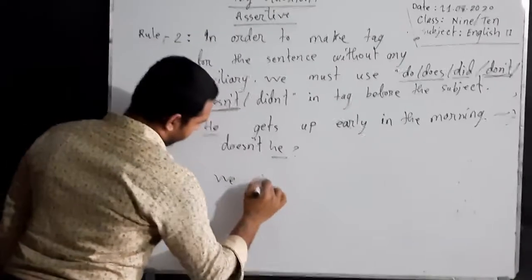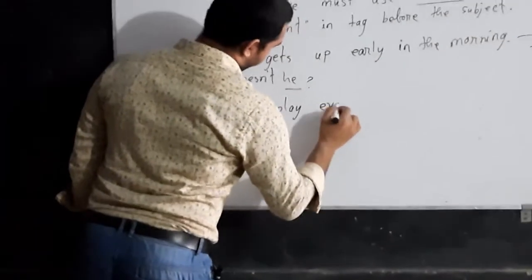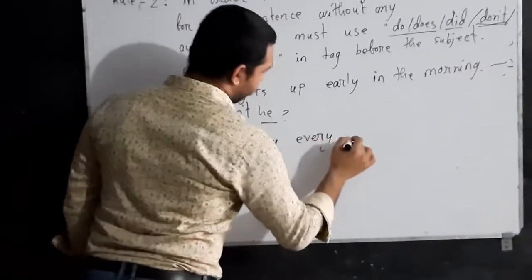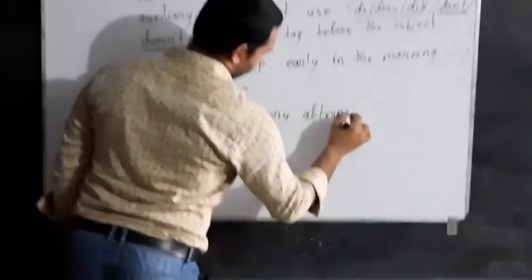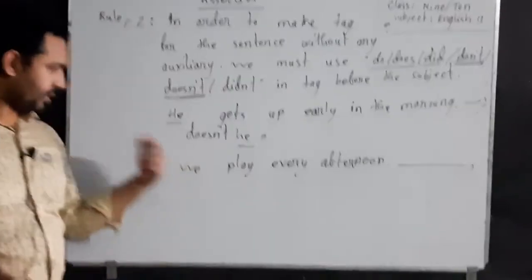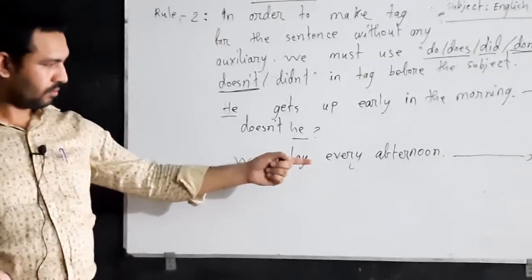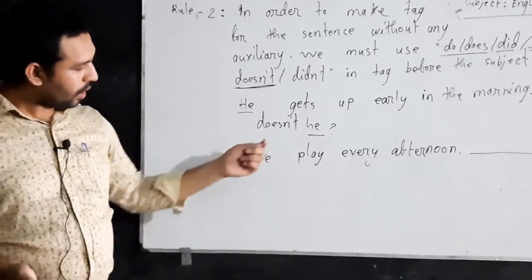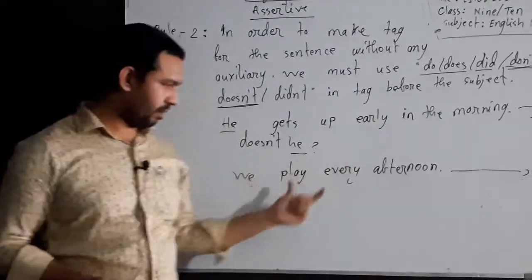We play every afternoon. What can be the tag for this sentence? There is no auxiliary verb here. So we have to bring these auxiliary verbs here.